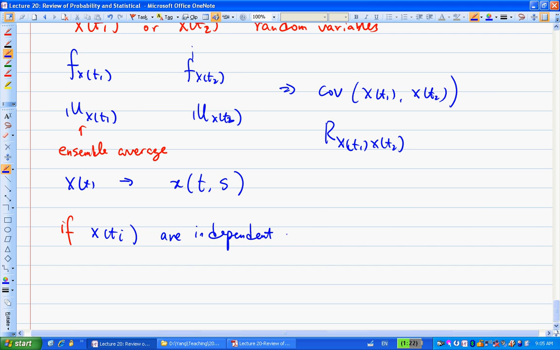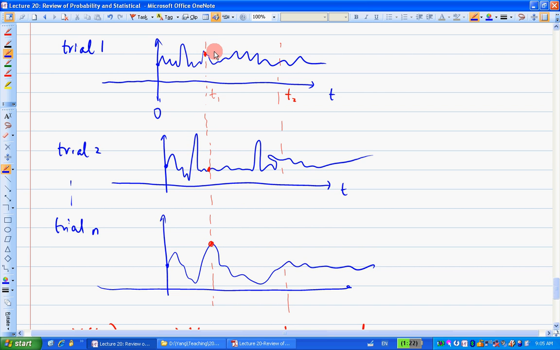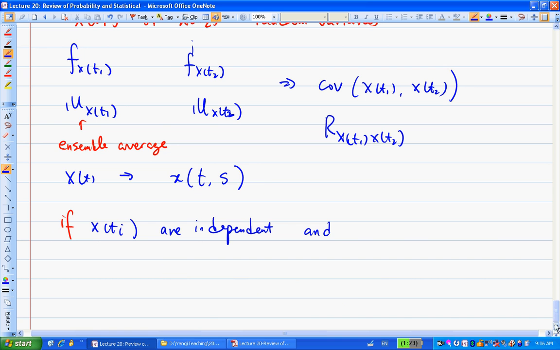I should see the other, but anyway. So if they are independent, and it happens that at each one of the instances here, they all have the same kind of distribution. They all have the same kind of probability density here. So let's say at this location here, maybe it's a Gaussian distribution. And here is also a Gaussian distribution. At each location, it's all a Gaussian distribution.